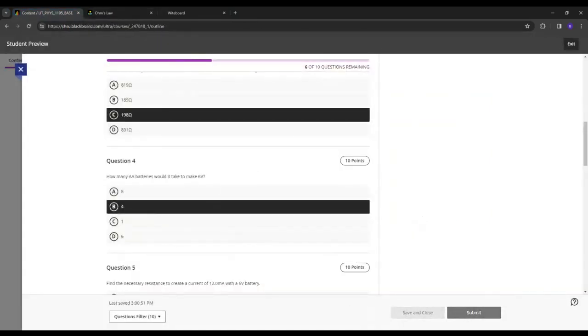There we go. Be careful not to fall for the obvious trap. A lot of people see this and then just pick 6, right? But we want to make sure that we're paying attention to how many batteries it would take, and they're 1.5 each.